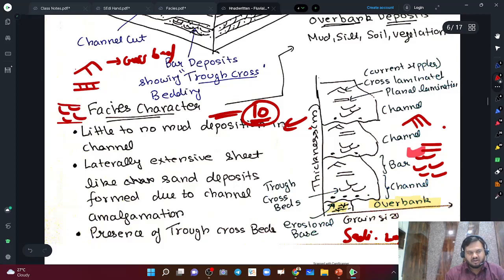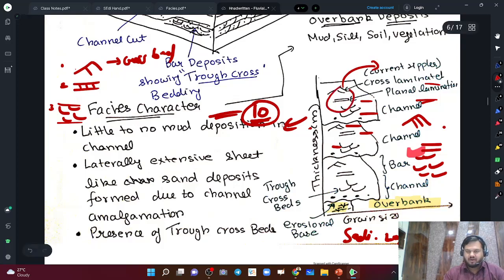You can even draw it that way, right? So these are symbols. Basically you can draw this symbolically. So this is the in-bar. Same thing is repeating: trough cross bed, planar cross bed, and cross laminae, right? Again trough, planar lamination, and then you are getting ripple mark or something, right? So that is all you have to draw.